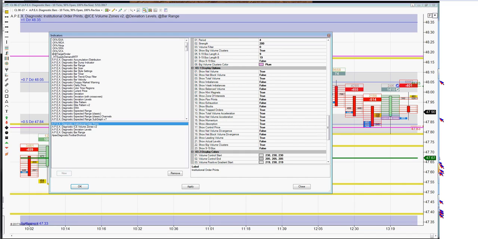So as you can see, the blocks I have off, the imbalances I have off, the weak imbalances I have off, the balance volumes I have off, paw prints are off, exhaustions are off, the blocks are off.